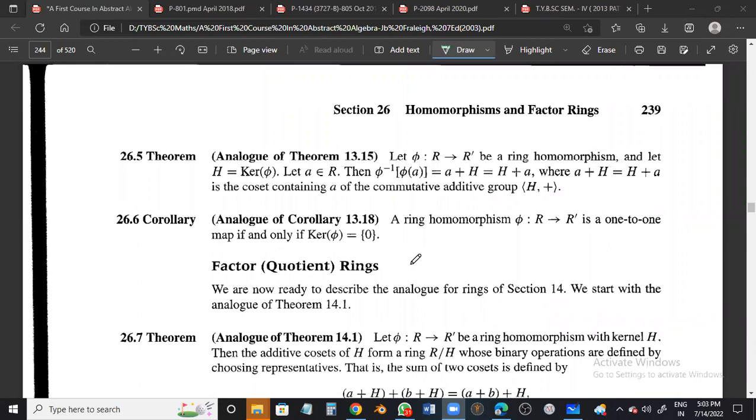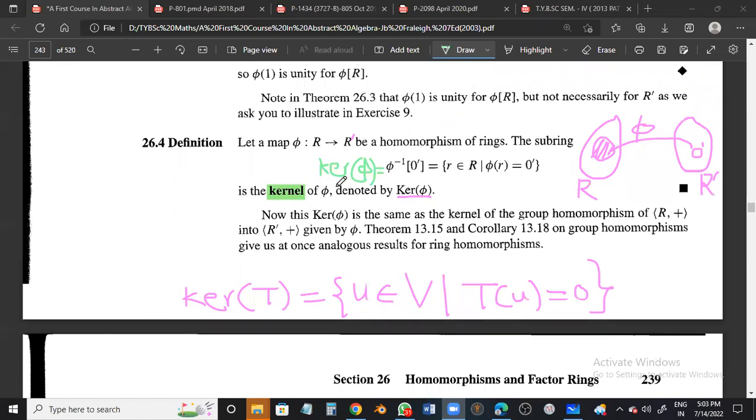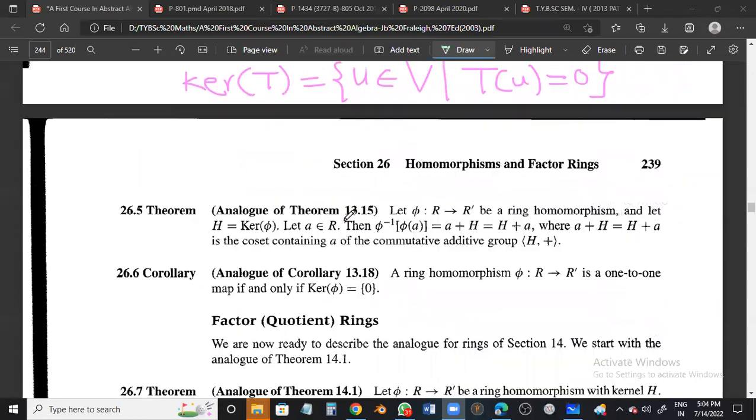Let us continue homomorphisms and factor rings again. So I hope you have got the concept of kernel. Kernel of a homomorphism is the set of all elements of the domain whose image is the additive identity of the codomain. This is what is known as kernel of phi. Let us proceed.